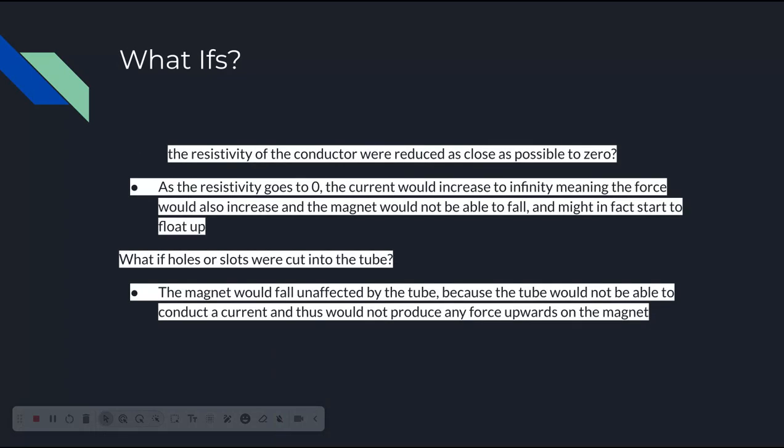What if the resistivity of the conductor were reduced as close as possible to 0? As the resistivity reduced to 0, the current would go up to infinity because V equals IR, and then the force on the bar magnet would increase to the point where it couldn't fall. What if slots were cut in the tube? Then the tube wouldn't be conductive, and the magnet would be unaffected by the tube. Basically, it wouldn't do anything because current can't jump gaps.